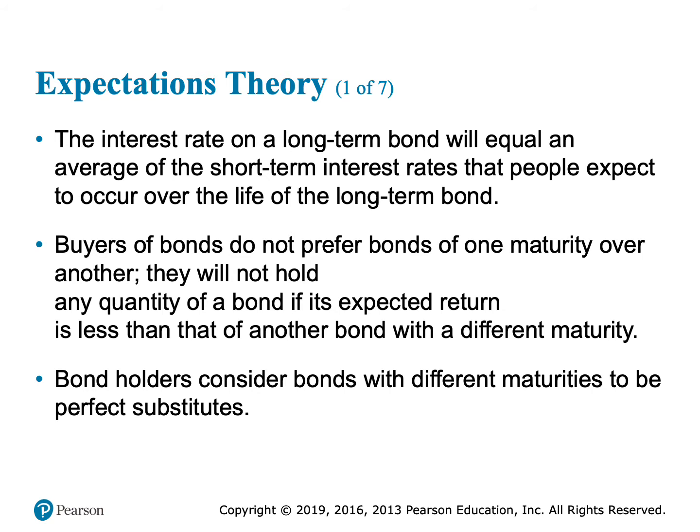The idea here is that buyers of bonds do not prefer bonds of one maturity over the other. They don't really care about the maturity. All they care about is the expected return. So they're not going to hold any quantity of a bond if its expected return is less than that of another bond with a different maturity. So we want to see an equivalence here between buying a 10-year bond or buying an alternative asset which is equivalent to it, 10 one-year bonds. Bondholders consider bonds with different maturities to be perfect substitutes, and they really differ between them only in terms of their relative rates of return.